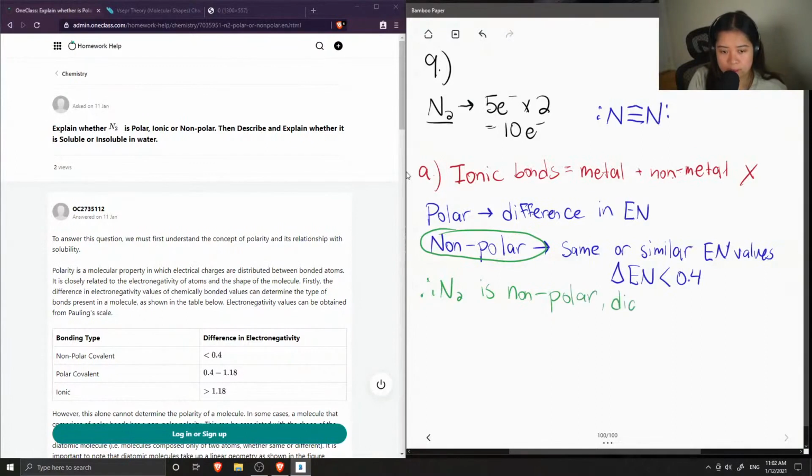So it is diatomic, and on top of that, it's symmetrical, and it has a 0 dipole moment.